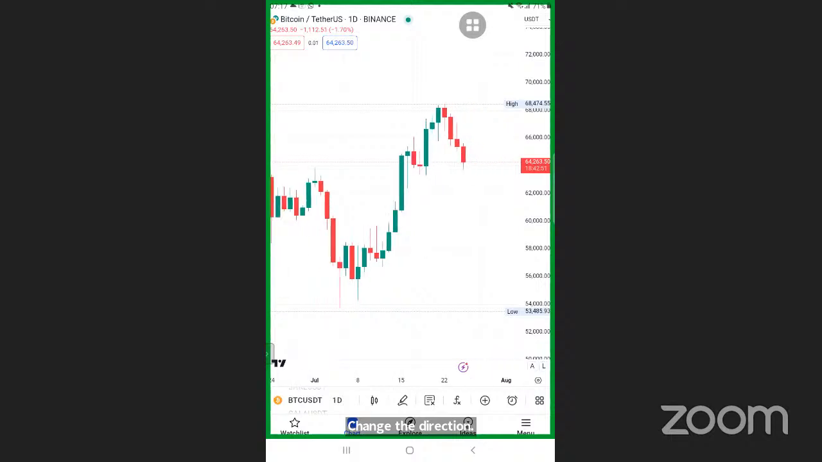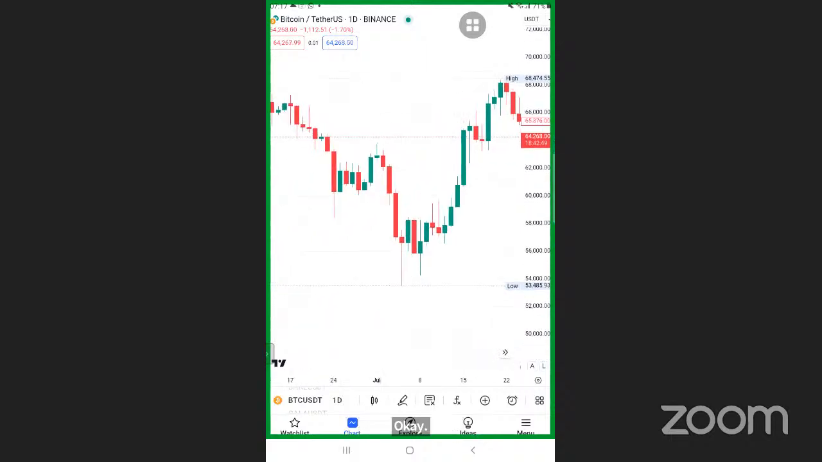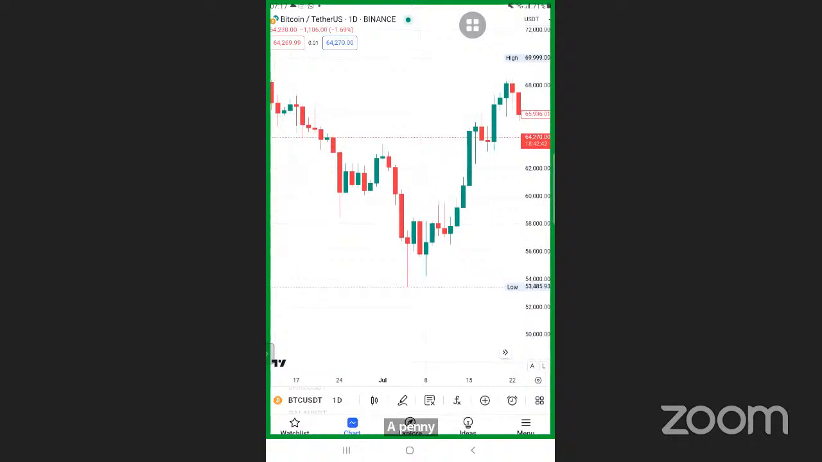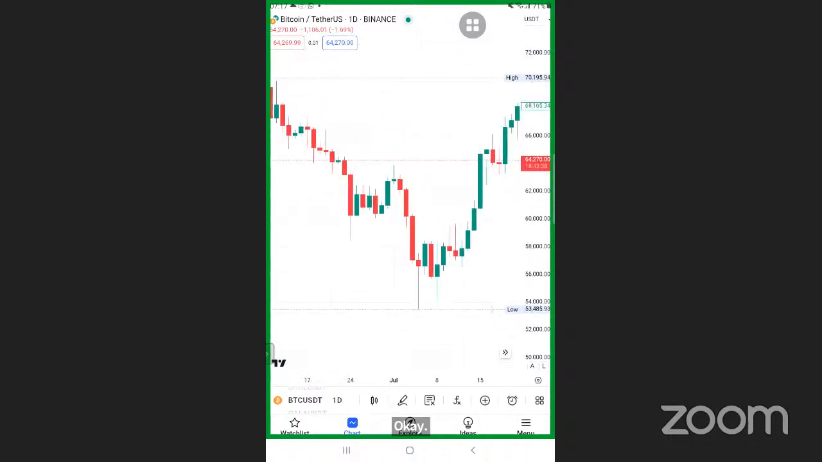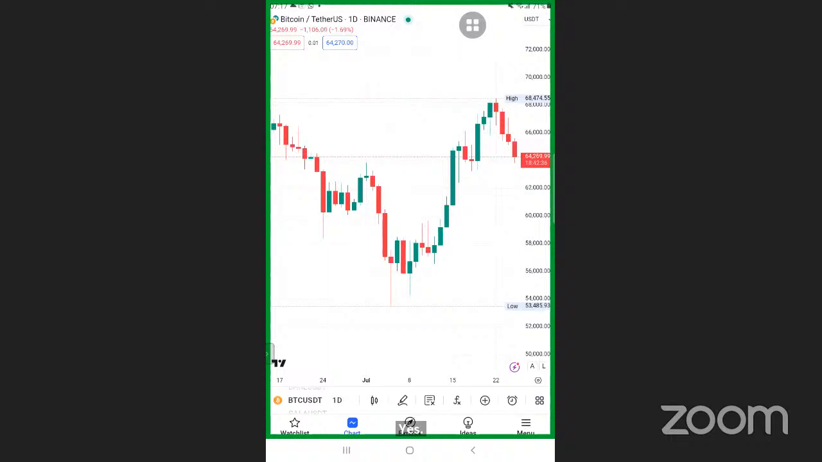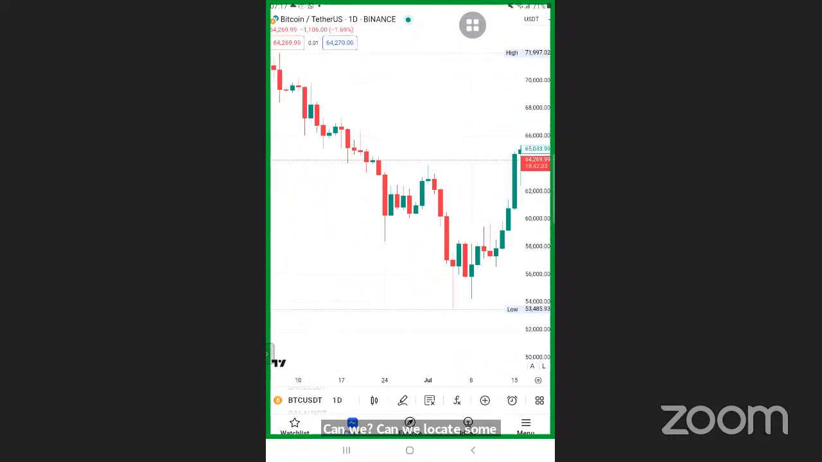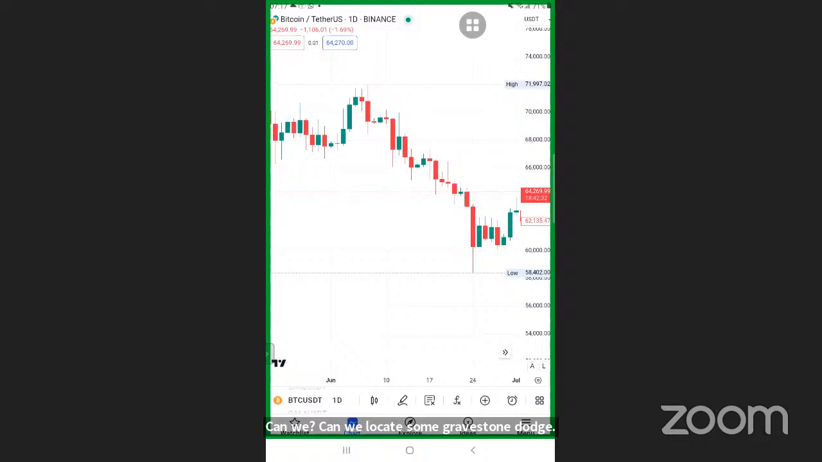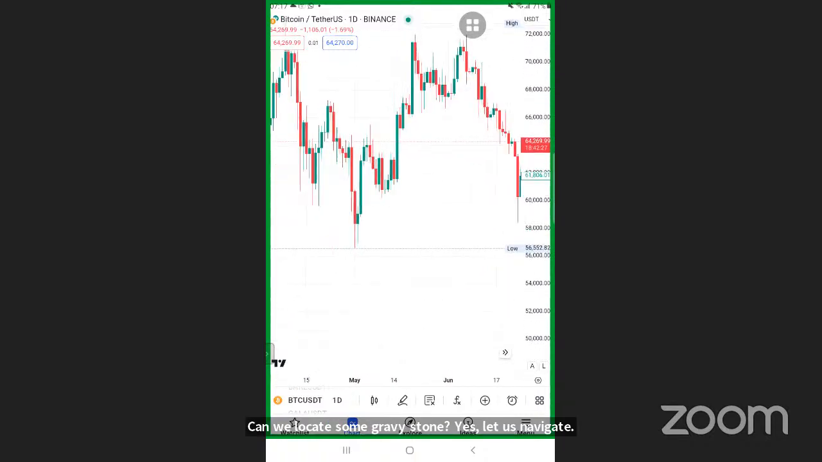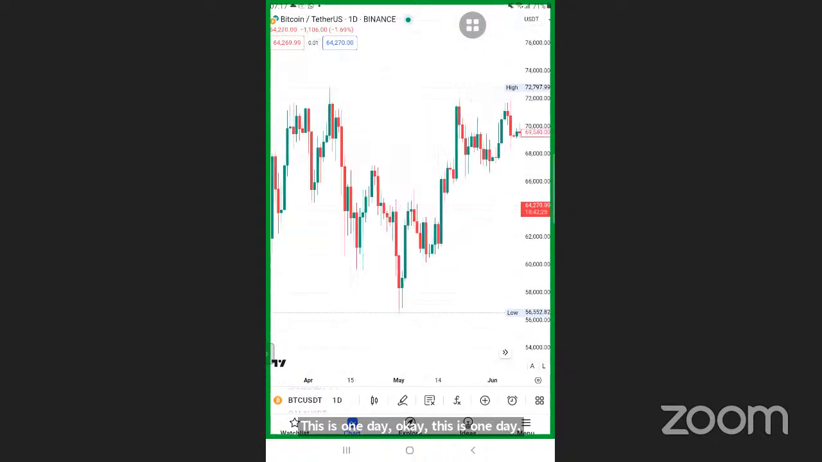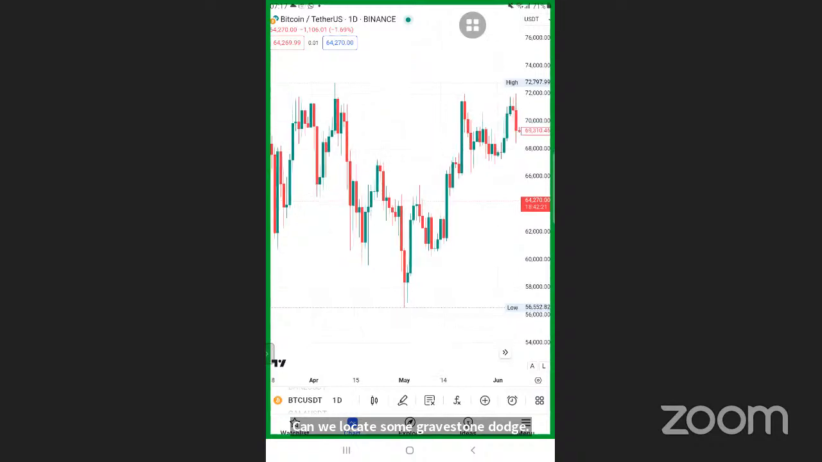Okay. So we are able to see hammers. We are able to see pin bars. We are able to see tweezer tops. Can we locate some gravestone dojis? Let us navigate. This is one day. Can we locate some gravestone dojis?